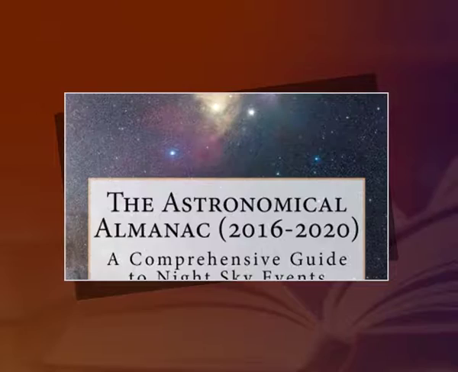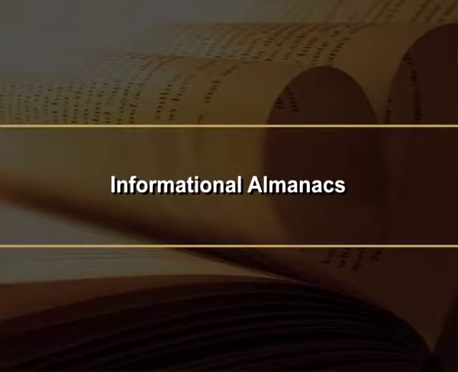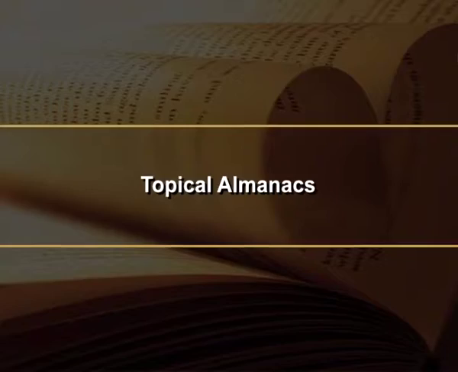Astronomical almanacs. It gives astronomical and astrological information of the coming year. Examples: Astronomical Ephemeris, London; Indian Ephemeris and Nautical Almanac. Informational almanacs. Informational almanacs contain general information. Examples: Whitaker's Almanack, World Almanac and Book of Facts. Topical almanacs. This contains information on a specific subject or topic. Example: Economic Almanac. Let us move on to discuss some of the important almanacs.